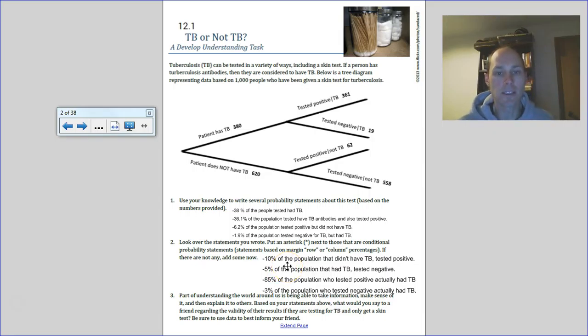But you can see that, based on the information that we have, if you test positive, there's a good chance that you have it. But if you test negative, that's a better chance that you don't have it. So if you were to test positive, you may want another result just to make sure. But if you test negative, it's pretty safe to say that you don't have it.